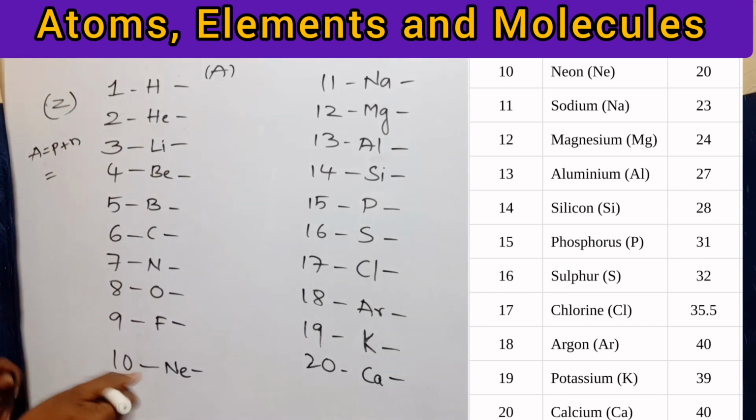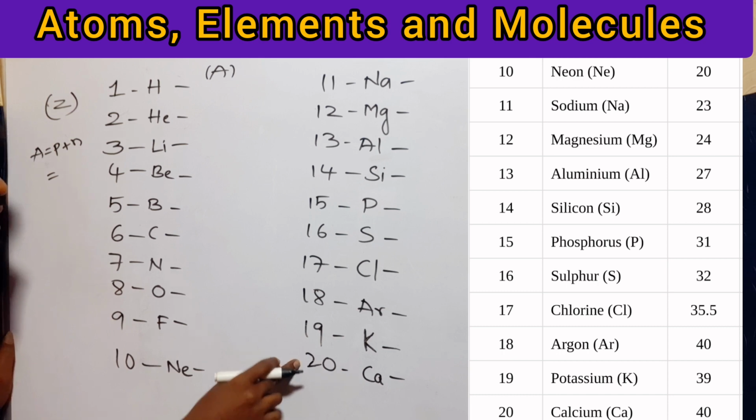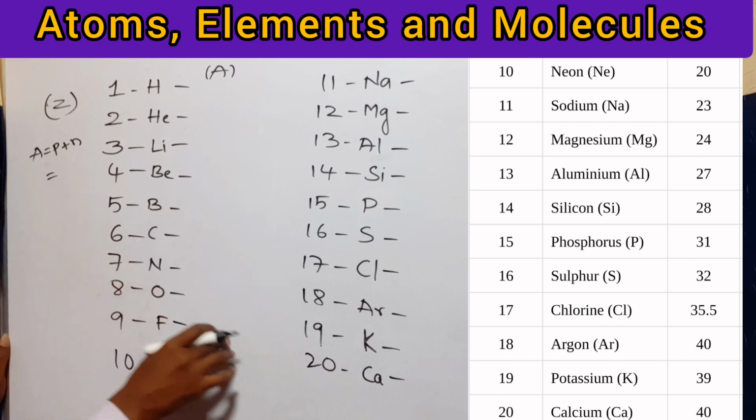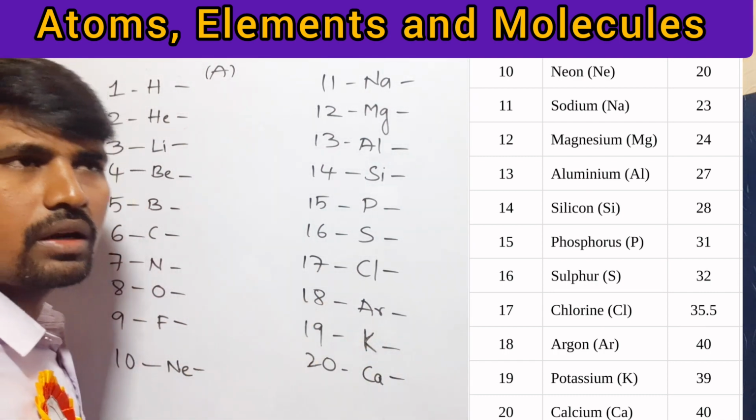So if we look logically at even numbers, in even numbers the elements have the same neutrons.